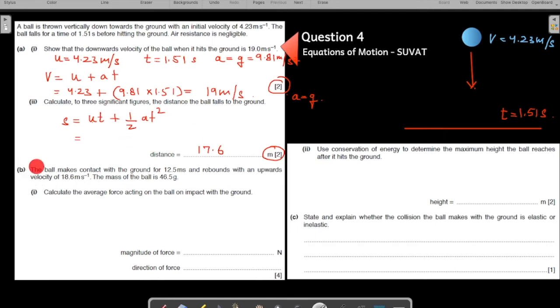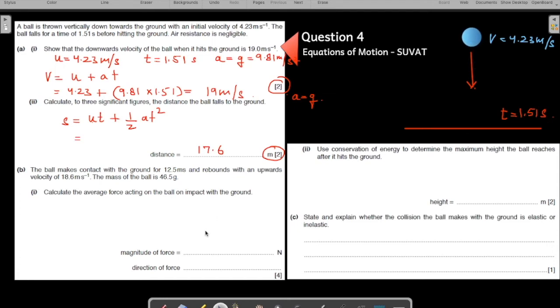Now the second part: the ball makes contact with the ground for a very small portion of time, which is 12.5. Look carefully, it is milliseconds, ms. It rebounds with an upward velocity of 18.6 meters per second. The mass of the ball is given to you. Calculate the average force exerted on the ball on impact with the ground. So what is happening? The ball is coming, it hits the ground and it rebounds, right? The ball is starting from the topmost position, it reaches the ground and it rebounds.